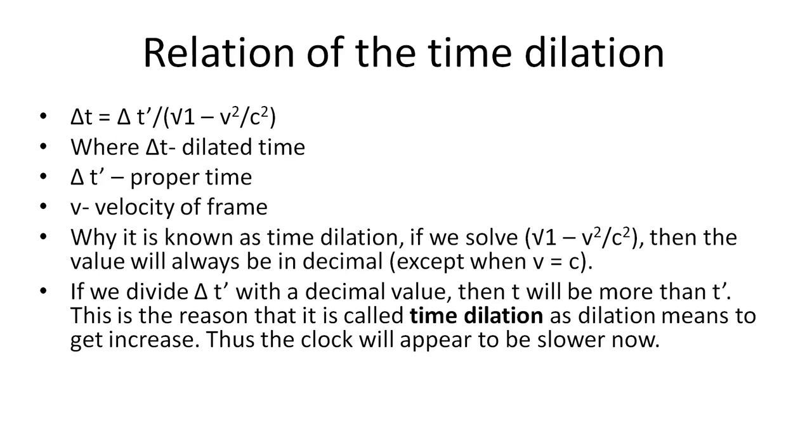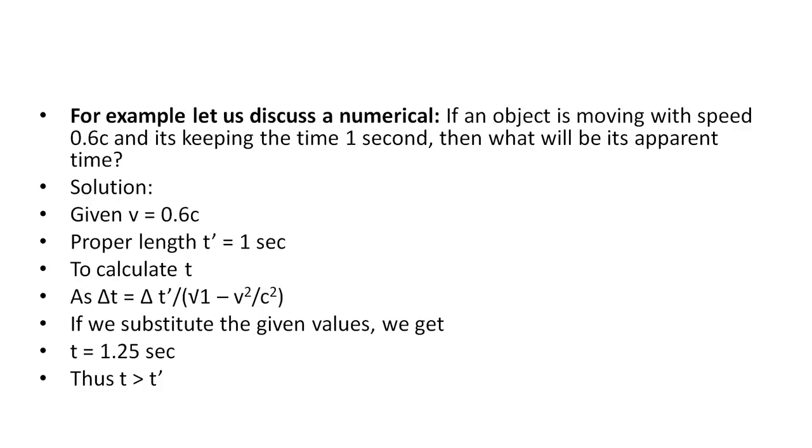Now here 1 minute means 60 seconds. So if I say 1 minute means 70 seconds, it means the time is dilated. The time gets slower. So if we divide delta t dash by a decimal value, then t will be more than t dash. This is the reason that it is called time dilation, as dilation means to increase. Therefore the clock will appear to be slower.